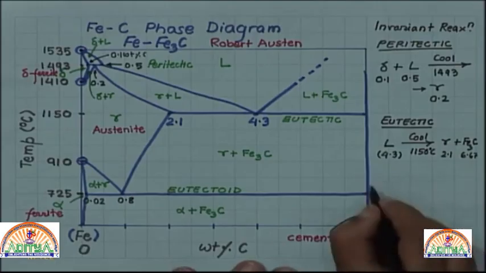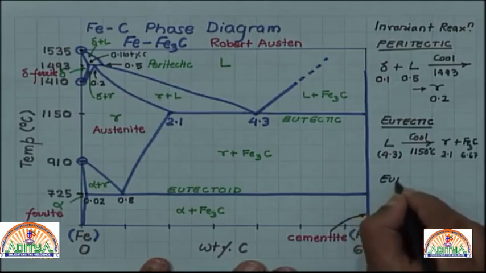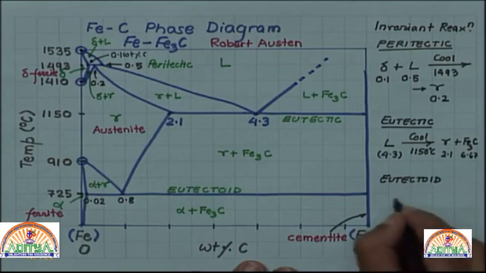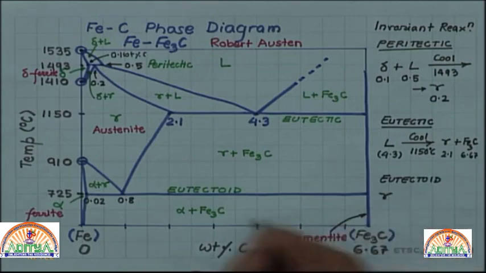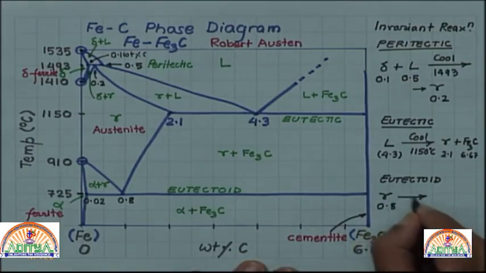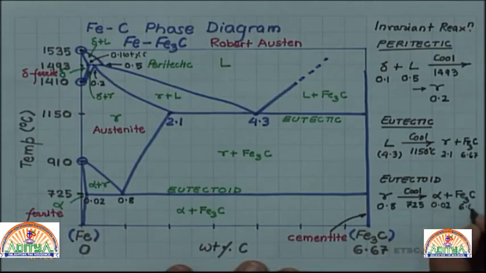And the last invariant reaction is eutectoid. Here the single phase gamma, with a composition of about 0.8, decomposes on cooling at 725 degrees Celsius and transforms to alpha and Fe3C. Here gamma is 0.8, alpha is 0.02, and Fe3C is obviously 6.67. Okay, so this is the iron carbon diagram.